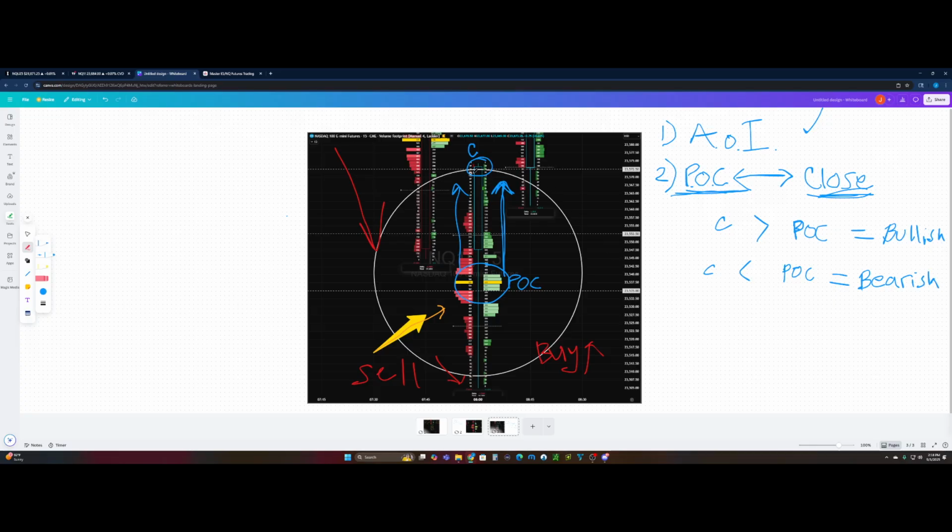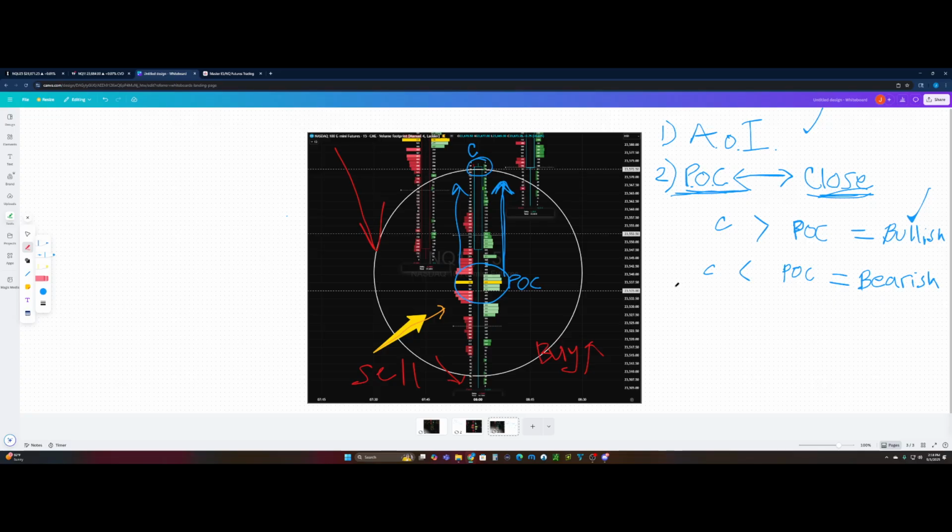And that makes sense, right? Because the close is basically who won the battle. Did the sellers win the battle or did the buyers win the battle? And in this specific candle, in this specific area of interest, the buyers won the battle. And the battle was down here. So just know that. Now, knowing this, we have criteria 1, area of interest, criteria 2, POC to close relativity. So bullish, right? Bullish.